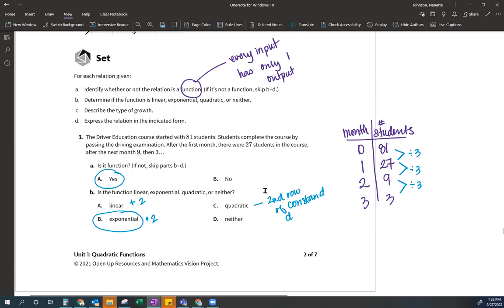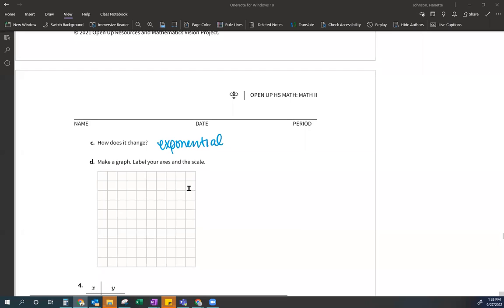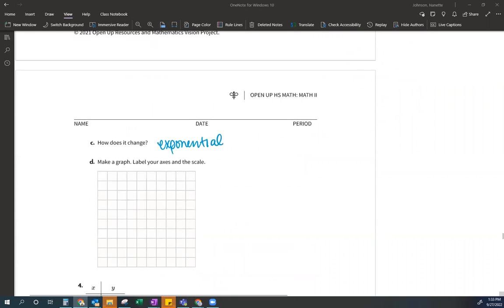The next thing they want to know is the type of growth. Well, how does it change? It's exponential. And then it says to make a graph and label your axes, right? So I already pulled this in, so I can copy my thing here.